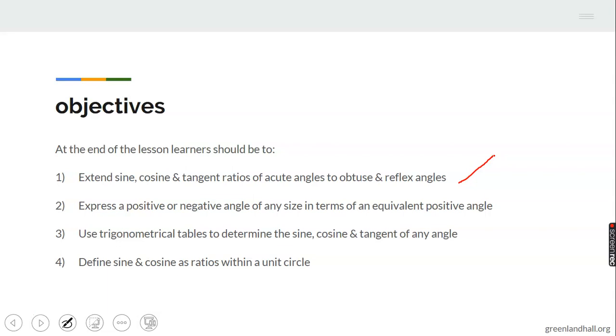Two, express positive or negative angle of any size in terms of its equivalent angles. Three, use trigonometrical tables to determine sine, cosine, and tangent of any angle. And lastly, define sine, cosine as ratio within a unit circle.